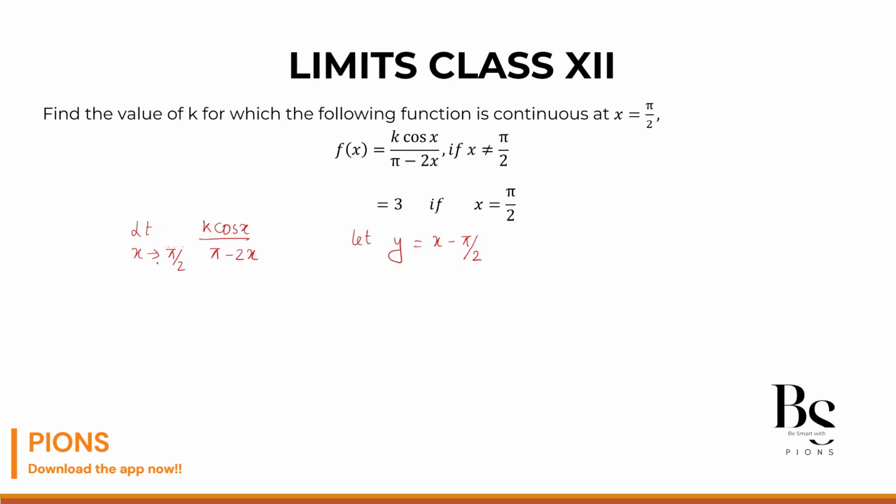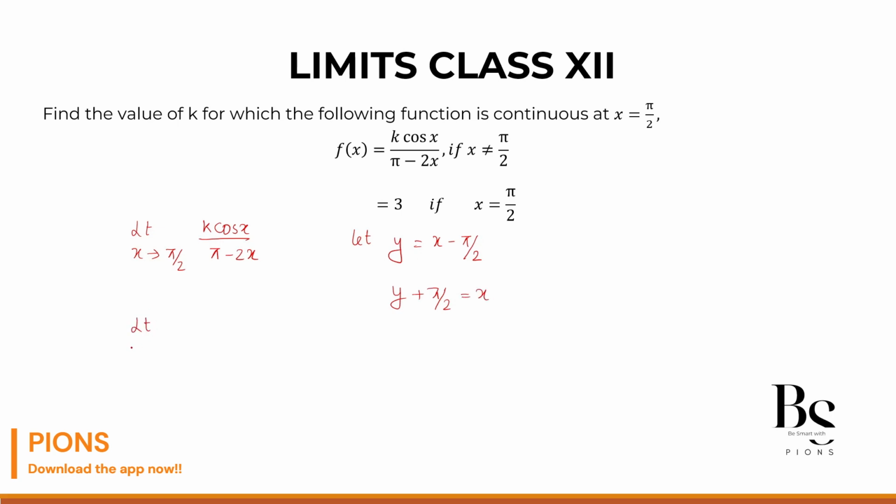Then I can apply the identities here, because we don't have identities for x tending to pi by 2. We have identities for x tending to 0. Sin x upon x is 1, (1 minus cos x) upon x is there, tan x upon x is there. All those are true only for x tending to 0. So somehow I am converting the limits. Putting x as pi by 2, pi by 2 minus pi by 2 will be 0, and y will be 0 in that case. So if that is the situation, let's take pi by 2 to the left hand side. Y plus pi by 2 will be equal to x.